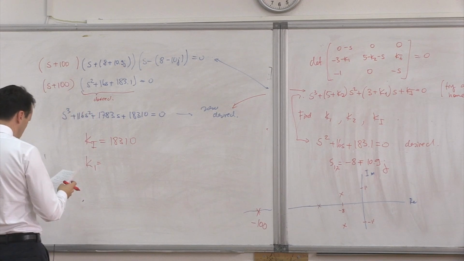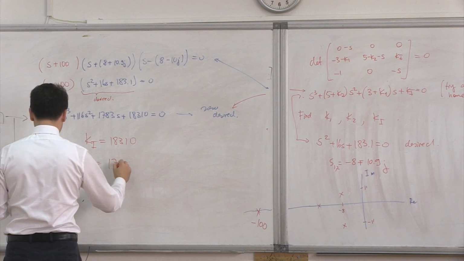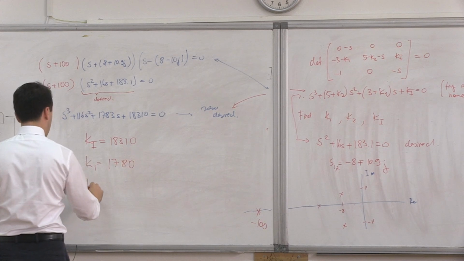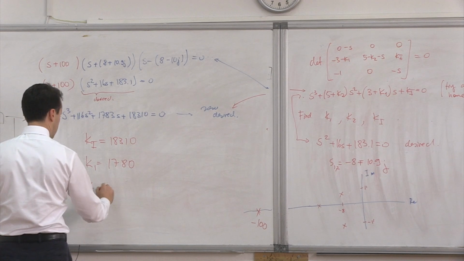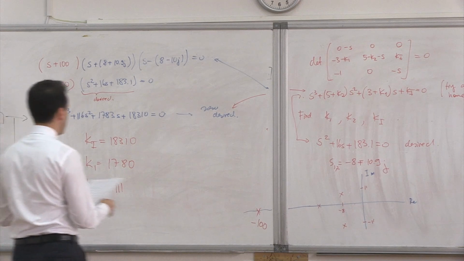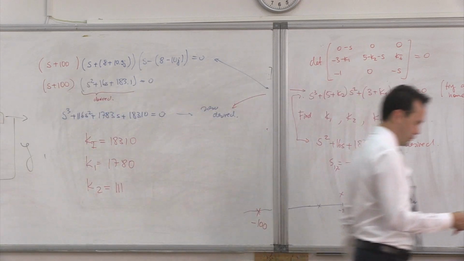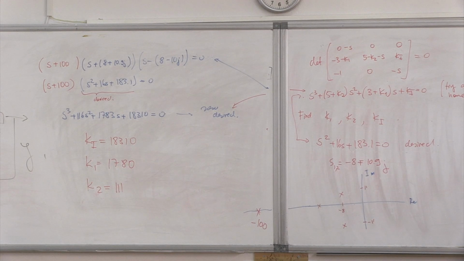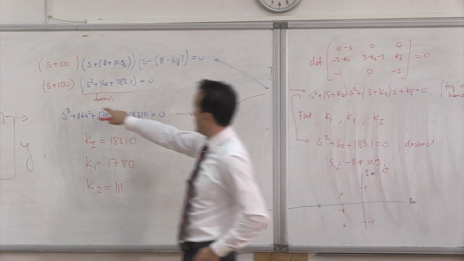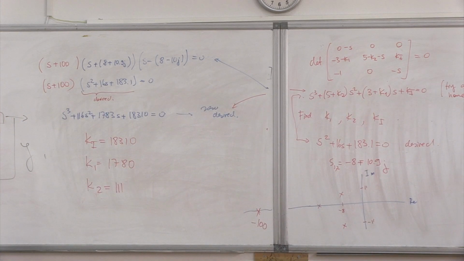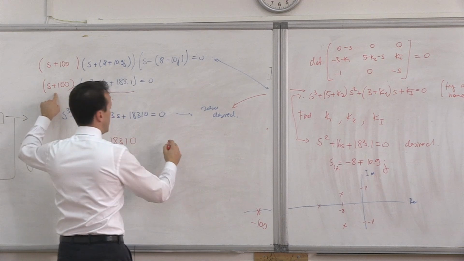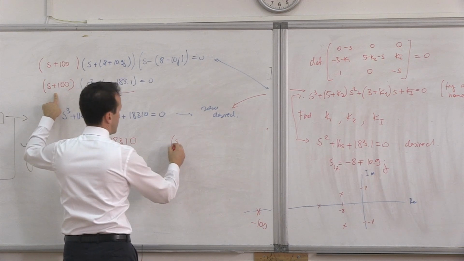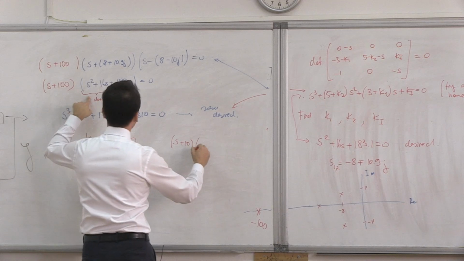K1 is equal to 1780. Ki, K2 is 111. I think the numbers came out to be quite large because of this 100s, right? You could make it 10 if you want to. Want to make it 10? It will look like this. If you make this 10, let's place the pole at 10, not at minus 8. We'll place it at 10. Then it will look like this.